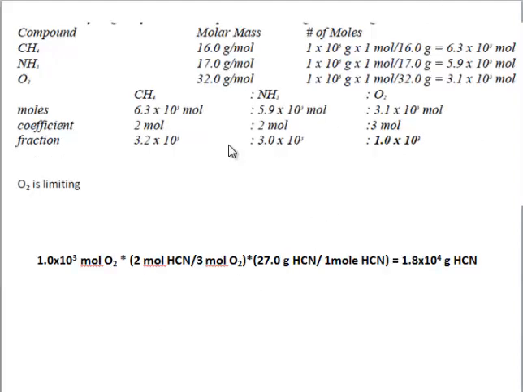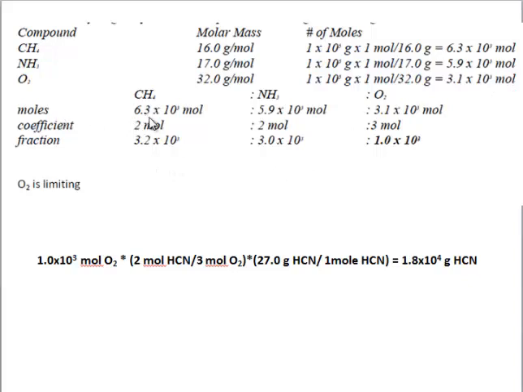Right, now here is the solution. We have 3 reactants. Here are the molar masses of each to the 10th place. We can calculate number of moles of each reactant. That's shown here for CH4, then for NH3, and then for O2. And we find moles of each. 6.3 times 10 to the third moles of CH4, 5.9 times 10 to the third moles of NH3, and 3.1 times 10 to the third moles of O2.